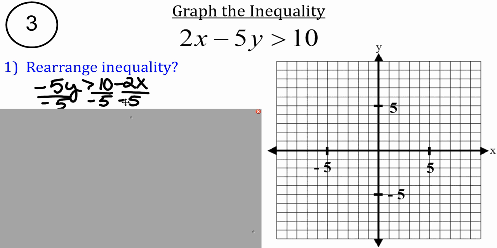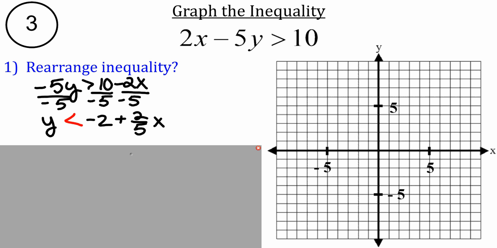And a negative divided by a negative would be a positive, and we have a 2/5 x. Now, because we're taking the opposite of every single term in the equation, remember with inequality symbols, those get impacted. So we have to take the opposite of the greater than sign, and that's going to become a less than sign. So here's the rule that we need to graph. Y is less than negative 2 plus 2/5 x.